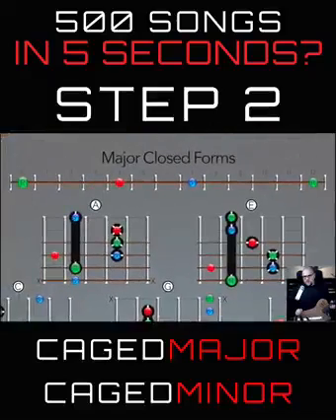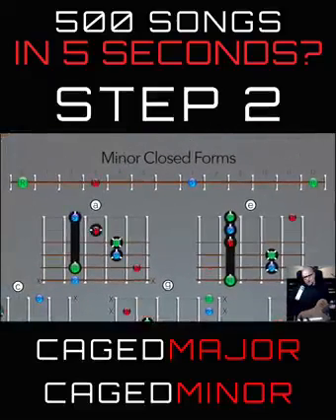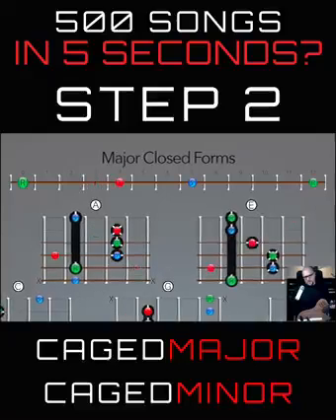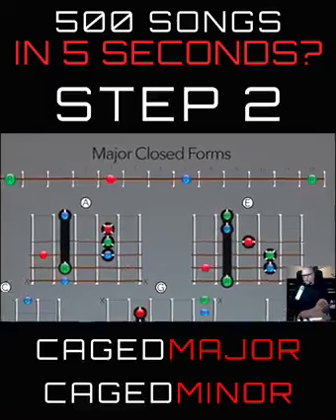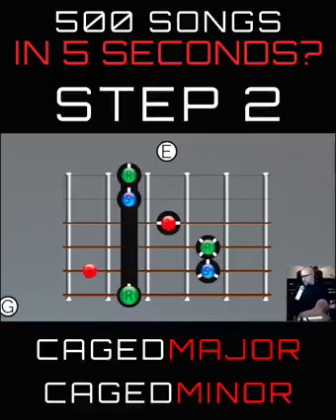And take a quick look at that red dot. I'm going to go to the next page. You'll see that the minor is just that red dot moving around, right? So we will start with the E form because I think that's the one most of us know.